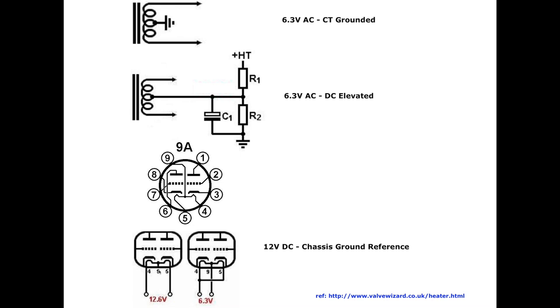So this is why, when you look at how DC heaters are implemented, you'll notice that only pins 4 and 5 are connected, and pin 9 is sitting there with nothing to do.